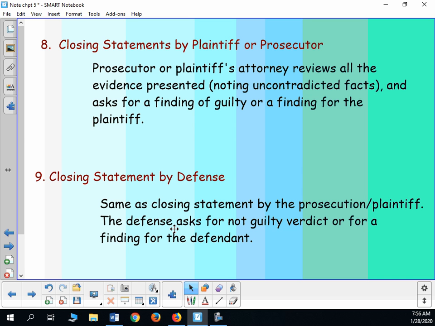The closing statements you see on TV take less than a minute or two, and this is not true necessarily at all. It can be a very time-consuming process. Then once the plaintiff or prosecutor is done, comes the closing statement by the defense. They have an opportunity to present their side, and once again, they are of course asking for a not guilty verdict for their defendant.